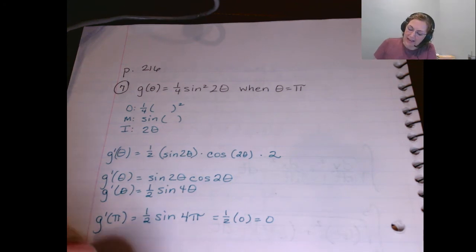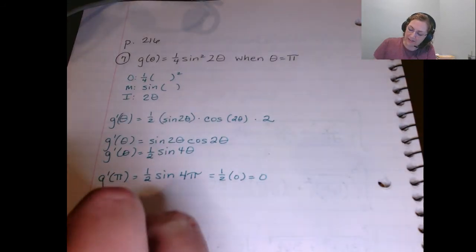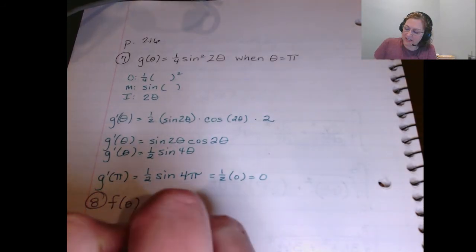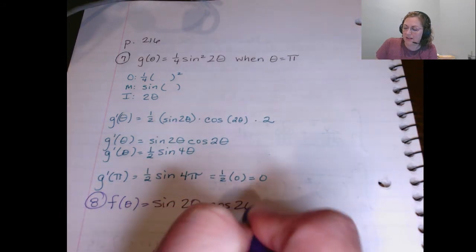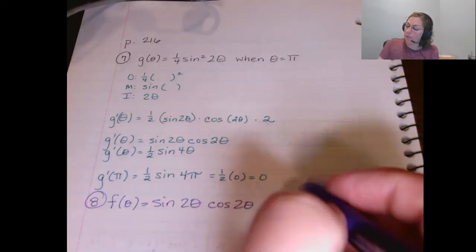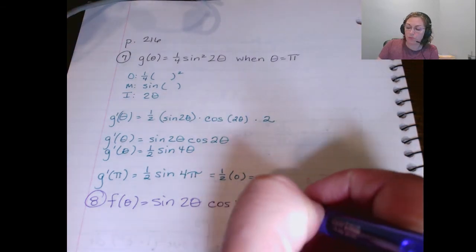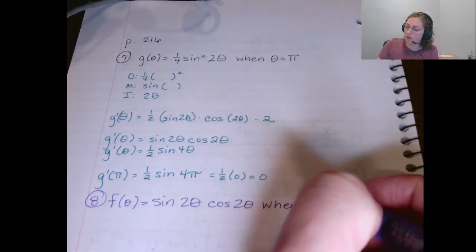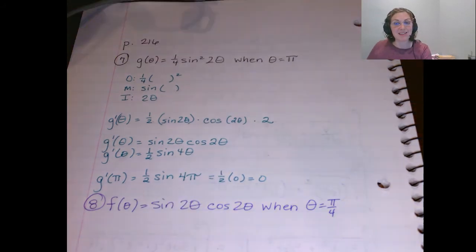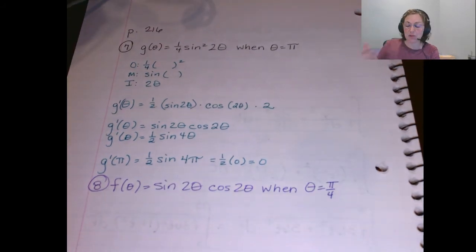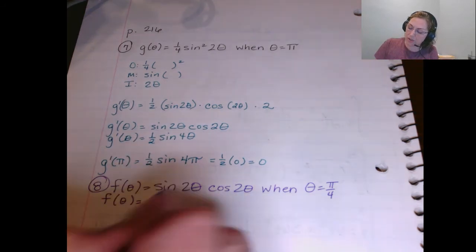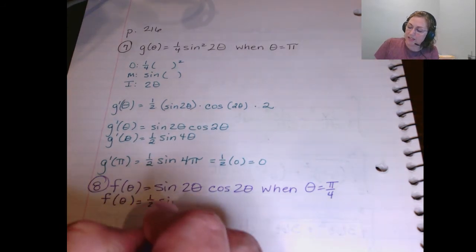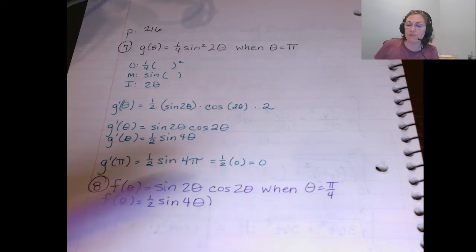Next, look at our next function. We're told that f of theta is a sine of 2 theta cosine of 2 theta. Now this is an interesting problem, and we're looking for when theta is pi over 4. Because you can make this a lot simpler by using the identity right from the beginning, and I would. I'm not doing any calculus here, I'm just doing identity work to make this 1/2 sine of 4 theta.